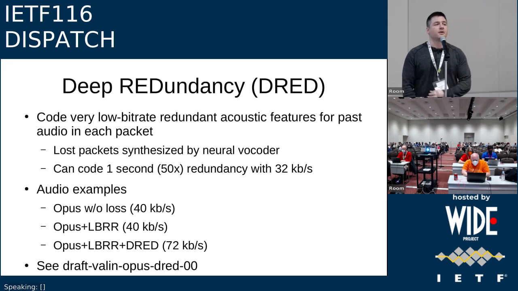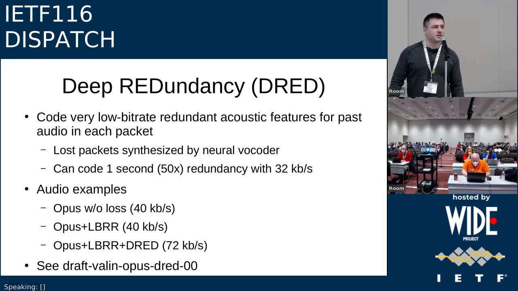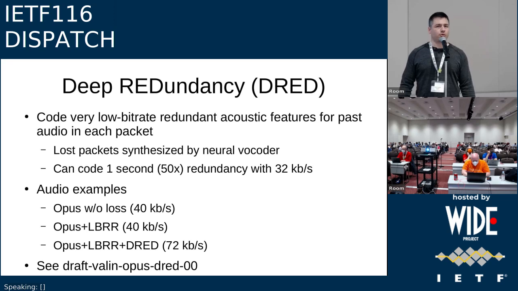Next slide, please. So the first goal that I mentioned is redundancy, to make Opus more robust to packet loss. And the way we're proposing to do that is to code very low bitrate redundant acoustic features for the past audio within each packet. Practically, what this means is that each 20 millisecond packet can actually contain 1 second of previous audio coded at a very low bit rate, which means that you have about 50 times redundancy for a total cost of about 32 kilobits per second. And then you use these features with a neural vocoder to synthesize the audio that was missed during a packet loss event.